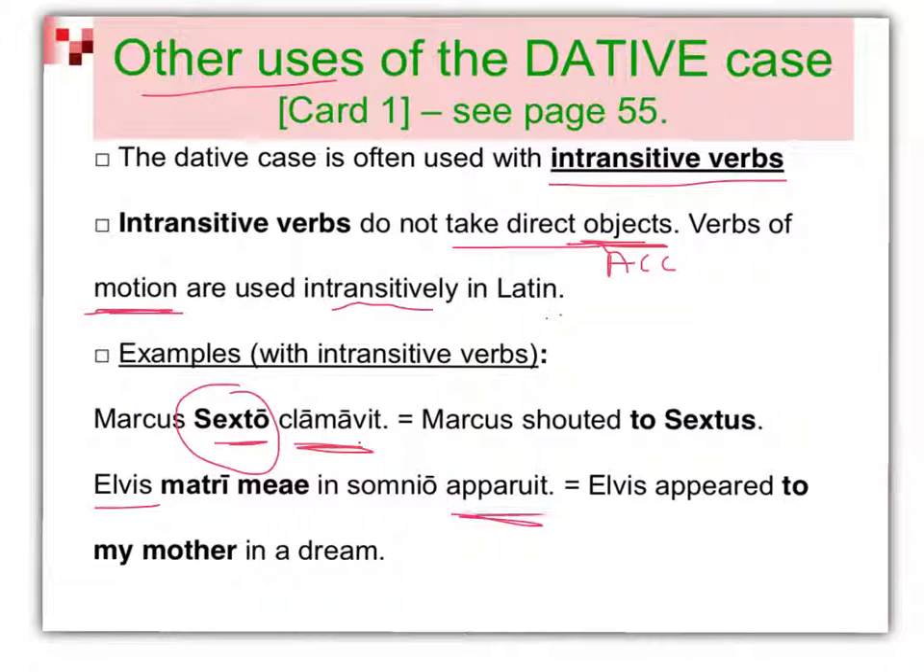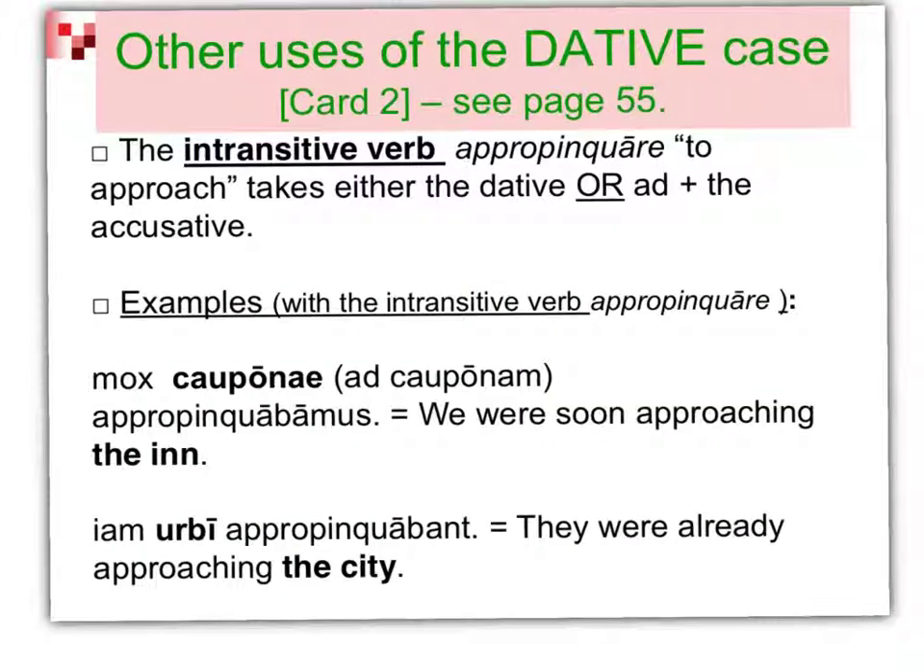Elvis appeared. Okay, that's our intransitive verb. Matri meae, to my mother. That's our dative. In a dream. Alright, now here's a very, very common intransitive verb, the verb appropinquare, which is from the preposition prope, which means near. So it means to get nearer to, or approach. Now you can have two constructions with this. Either use the dative, with the thing being approached, or you can use ad plus the accusative of motion towards.